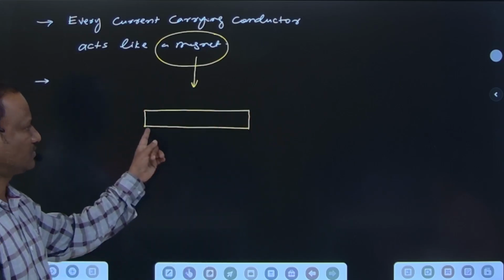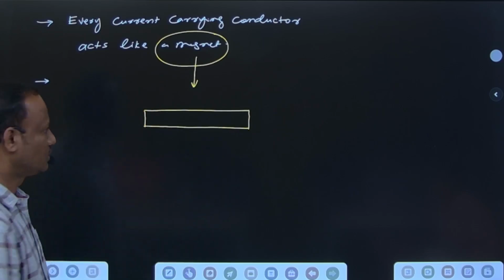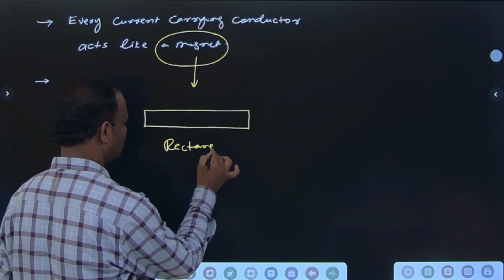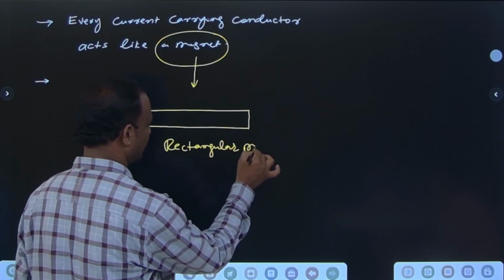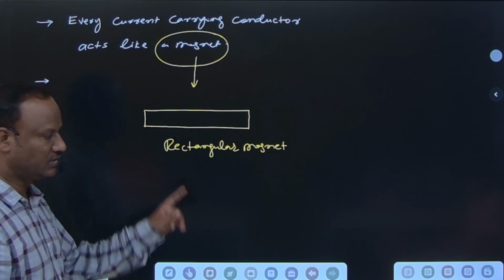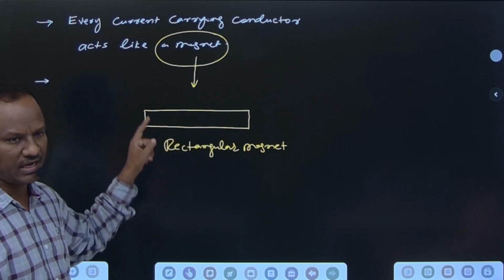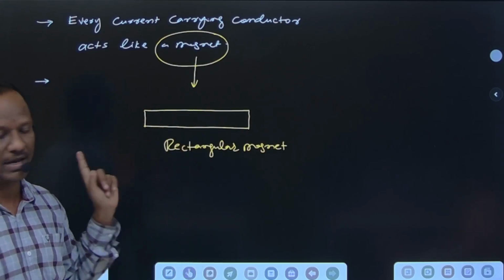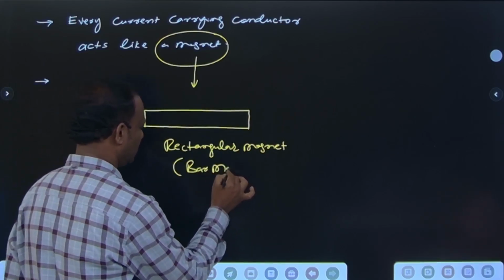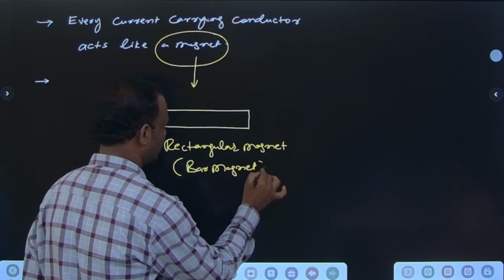What is the shape of this one? Rectangular shape. So this is called what? Rectangular magnet. Careful on this. So a rectangular magnet is called a bar magnet. So this is a bar magnet.